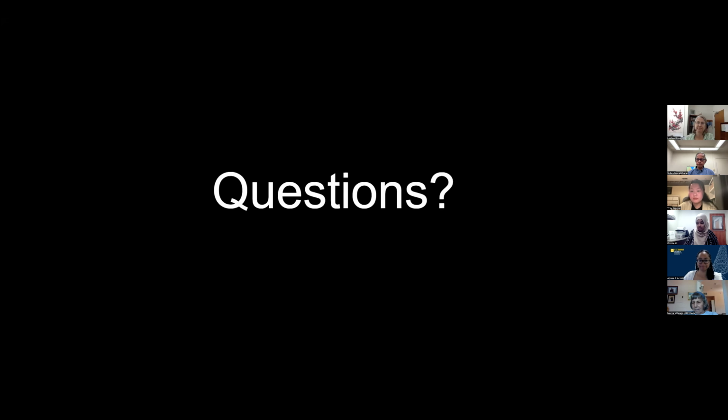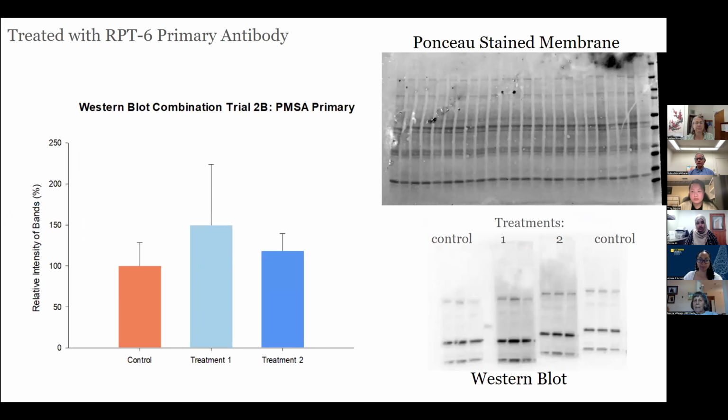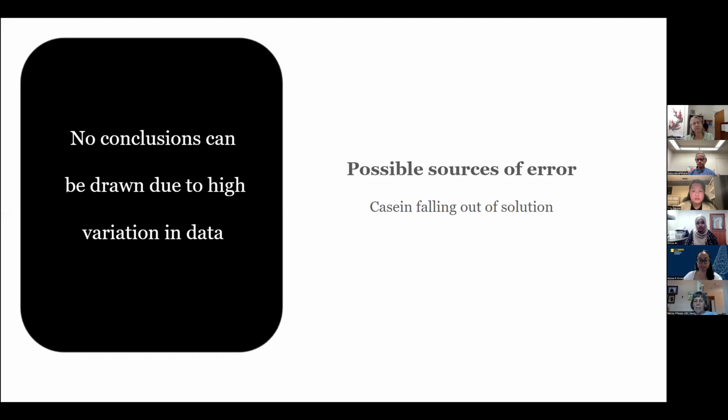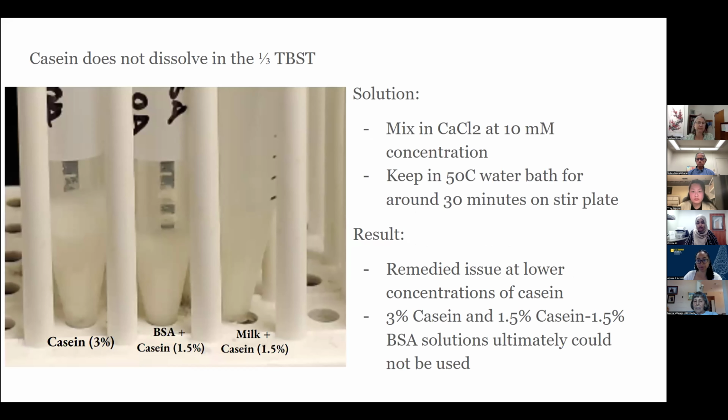Are there any questions? I have one quick question. What would you say is the main reason your casein didn't work? Because I thought casein might have worked better than BSA. Right. It's known that casein doesn't dissolve in TBST or water. So that's why it didn't work, because if it's not dissolved in the solution, you can't really use it for the blocking.